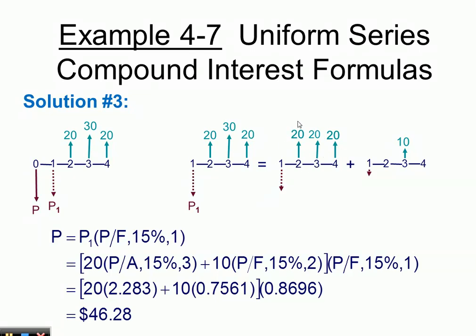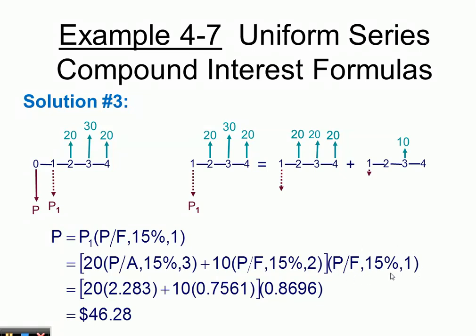Everything in the square brackets gives us P1. Then we translate P1 into P by multiplying it by P given F, because P1 is a future sum of money. If we know P1, we can get P. P1 is actually looked at as F, and we only move it 1 year, so it's going to be P given F at 15%, 1. And so that's what we have.